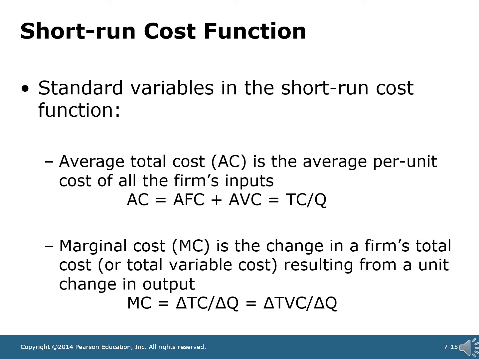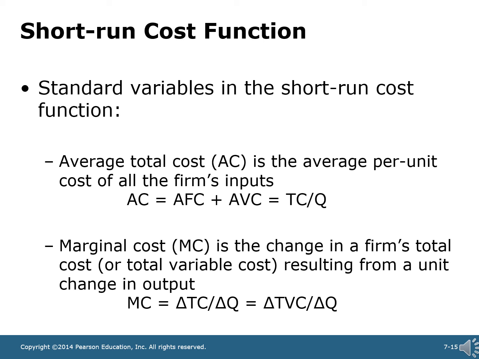And our average total cost, or AC, is going to be the average per unit cost of all of the firm's inputs. So the average cost is going to be the sum of the average fixed cost and the average variable cost, our two types of average cost. It can also be calculated by taking the total cost and dividing by the quantity that the firm produces.